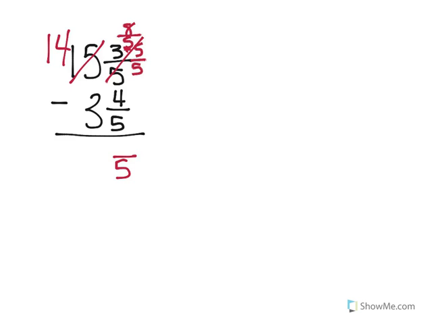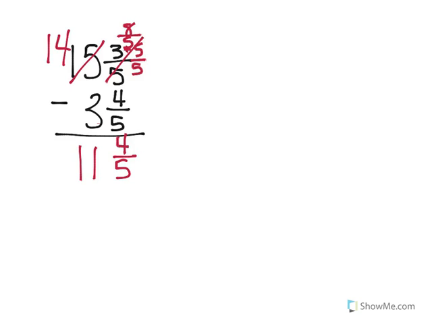Kind of writing that over top of it, but now I can subtract it. And yes, I realize I just made that improper, but I had to so that I could subtract it. And as long as you don't leave an improper fraction in your final answer, that's okay. You've got to do this. So 8 minus 4 is 4, and 14 minus 3, okay, 4 minus 3 is 1, 1 minus nothing is 1. So my answer is 11 4/5.